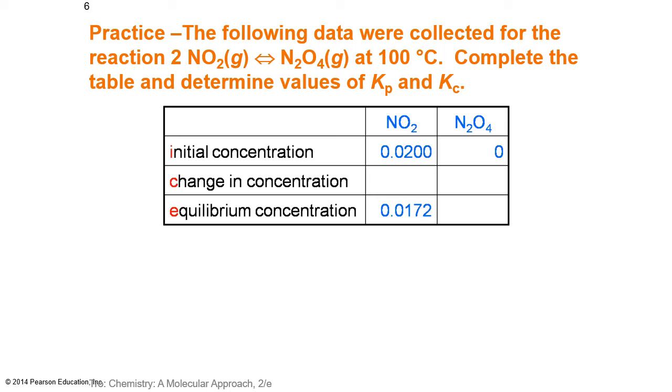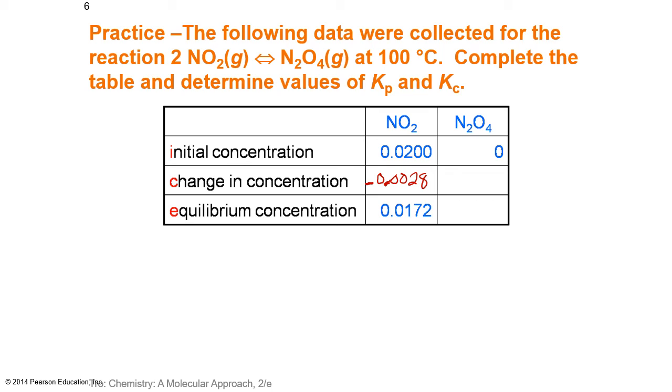Here's a practice problem for you to try. See if you can complete the table and determine the values of Kp and Kc. Pause the video while you determine your answer. Let's start with the equilibrium concentration that was provided. We want to find the change, so we can subtract the initial concentration and the equilibrium concentration and find that it is a value of 0.0028. Our concentration has decreased, and so our change is negative.